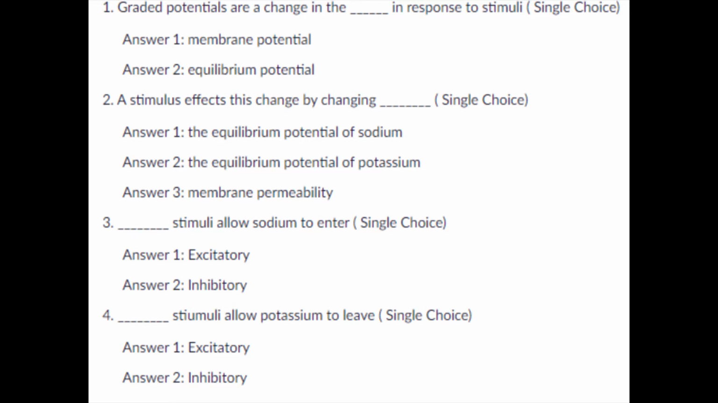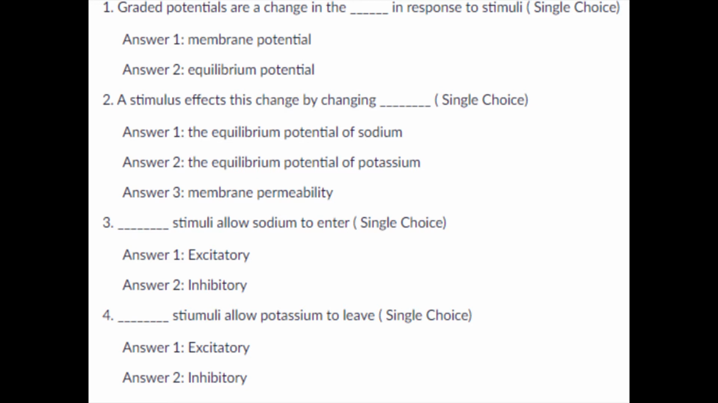And we'll also see that when we talk about the change in charge, so the change in the membrane potential, we'll refer to this action of sodium entering the cell as depolarization. So depolarization is moving us away from our membrane potential at rest of -70, we're becoming more positive. So as an excitatory stimulus opens channels allowing sodium to enter, we're depolarizing the cell.